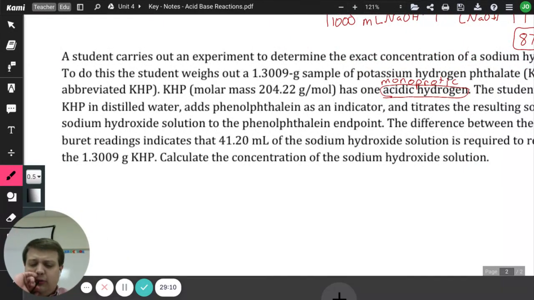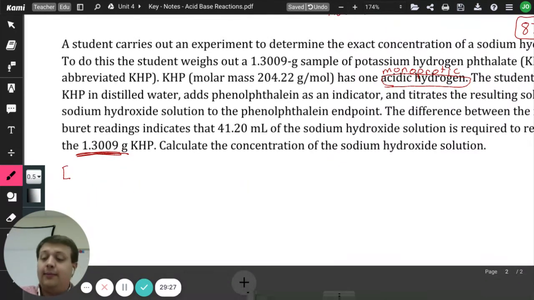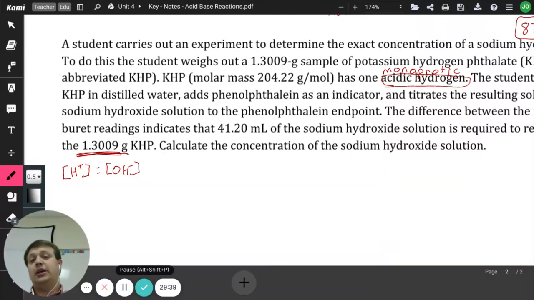So how do I do this? Well, first off, I know that I'm trying to cancel out this much, right? So we're going to go from grams of KHP, and we're going to solve for hydrogen. Well, why would I solve for hydrogen? Because remember that if I am completely canceling something out, my H plus equals my OH minus. So my hydrogen concentration equals my hydroxide concentration, which means if I can solve for my hydrogen concentration, then I should be able to also know what my hydroxide concentration is, right? Because they're going to equal each other.